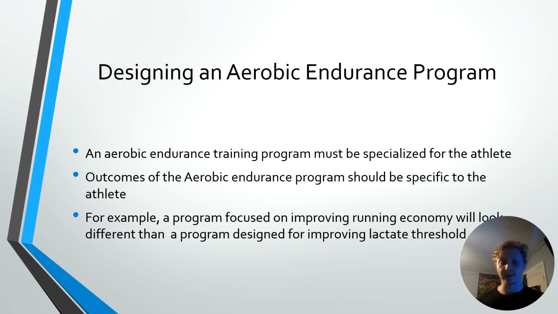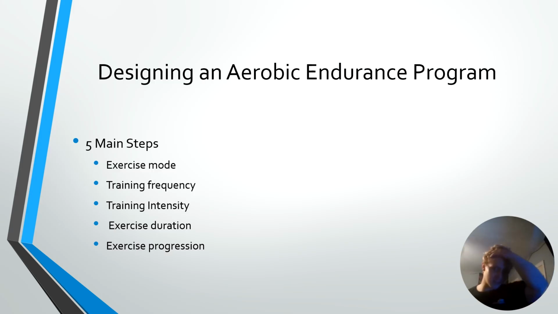And again, a program designed for a soccer athlete who needs to run, let's say, 8 kilometers per match versus a basketball player. Their aerobic endurance programs are going to look different. A basketball player is going to look more to improve that lactate threshold versus a soccer player maybe looking to improve running economy, endurance, etc. So designing an aerobic endurance program, there's going to be 5 main steps involved with that. And that's mainly exercise mode, training frequency, training intensity, exercise duration, and exercise progression.